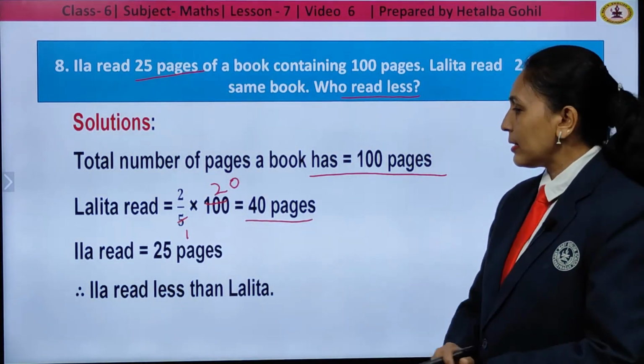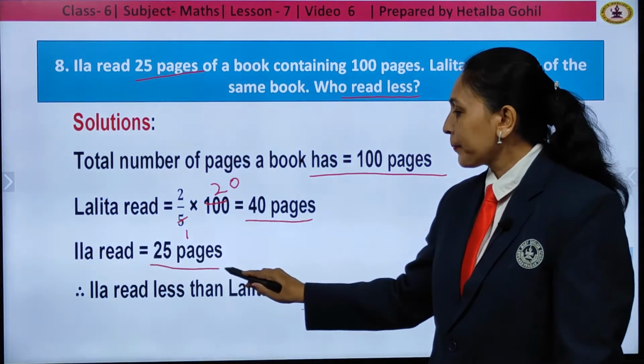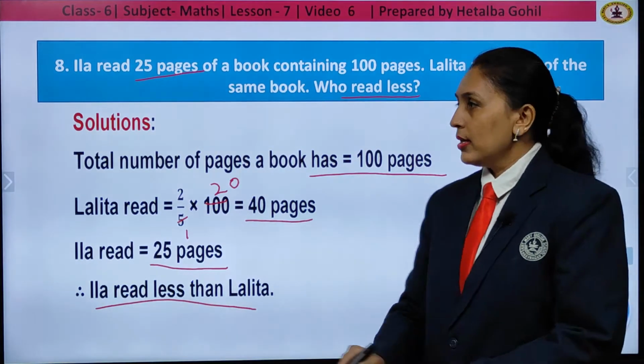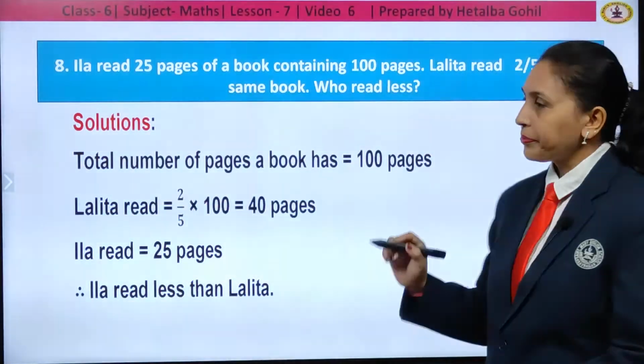So who had read less here? You can see very clearly that Ela had read less than Lalita. Okay, so let us go for the next question here.